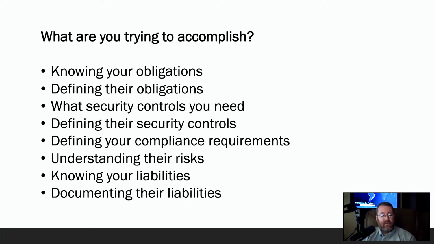Now, these are the two pieces: knowing your liabilities and documenting their liabilities. Who is going to do things and who's going to pay for things if something goes wrong? Generally speaking, if you do something wrong and it causes a data incident, you will probably have to pay for it. If they do something wrong and it causes a data incident, they will probably have to pay for it. At least that's how you should write the contract. Whoever's liability it falls under, they're the ones who are responsible.